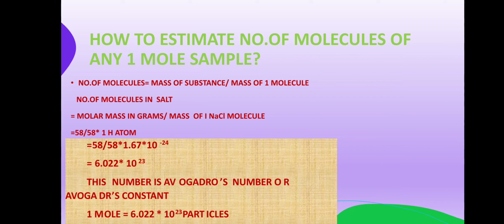In some textbooks, it is given 6.023 into 10 raised to 23. So, this number is known as Avogadro's number or Avogadro's constant. So, 1 mole of any substance is equal to 6.022 into 10 raised to 23. Once again, I will repeat, 1 mole of any substance is equal to 6.022 into 10 raised to 23 particles.